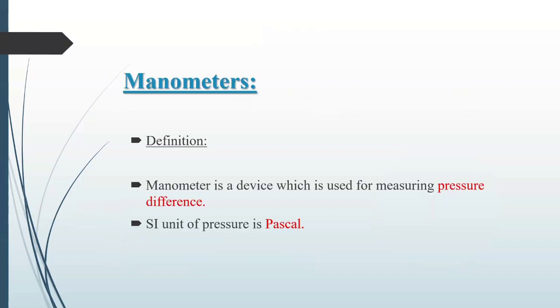Firstly, let us know what we mean by manometers. What is the definition of manometers? A manometer is a device which is used for measuring the pressure difference. This means a manometer is a device that we can use for measuring pressure differences. For example, if we want to measure how much pressure there is in gases or in liquids, we can use these manometers. And the SI unit of pressure is the Pascal. And the types of manometers, we will see now.